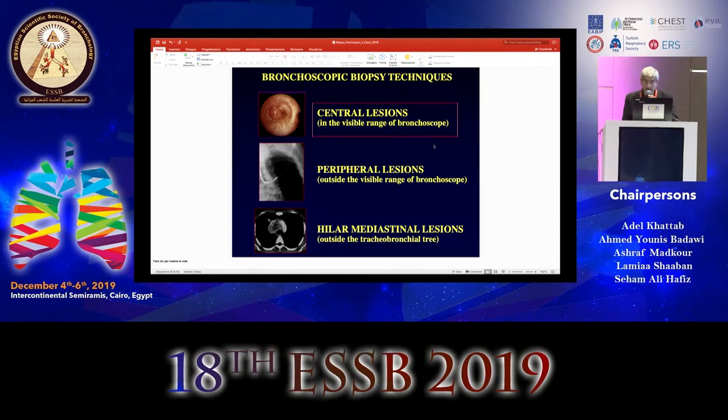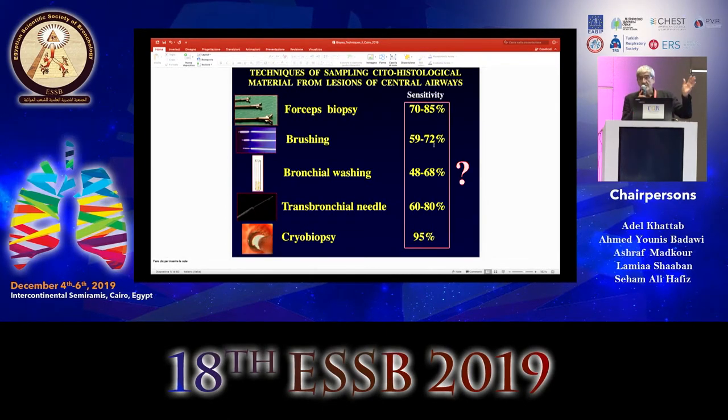Look at the central lesion. I can use different sampling instruments for a central lesion: biopsy, brushing, bronchial washing, transbronchial needle, cryobiopsy. And you can see the sensitivity of these different techniques, but all these values are taken from the literature. And at that time, 20 years ago, I could say, oh, this sample is positive, so increase my sensitivity, even if three cells were present. So we don't know if these values of sensitivity, based on papers performed before the concept of adequate sample, were really adequate. I think that we have to recalculate everything.